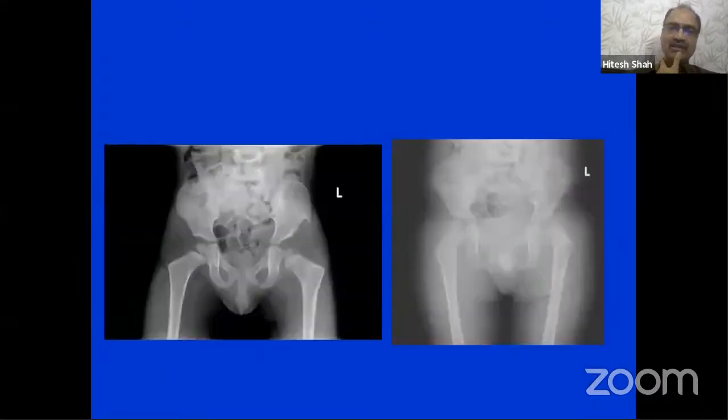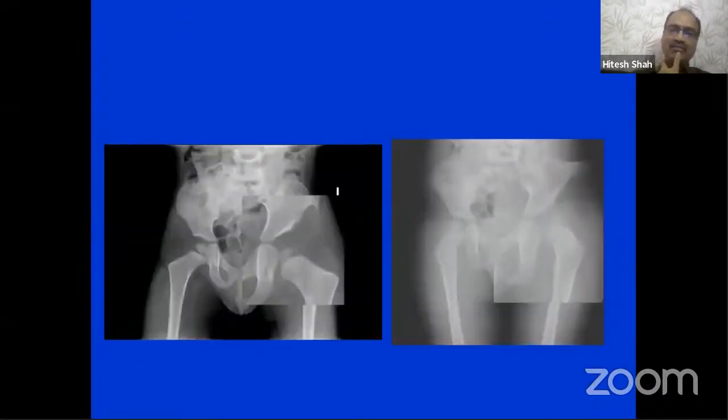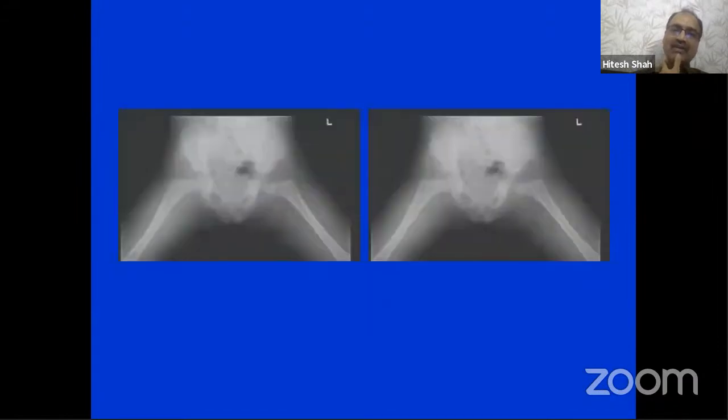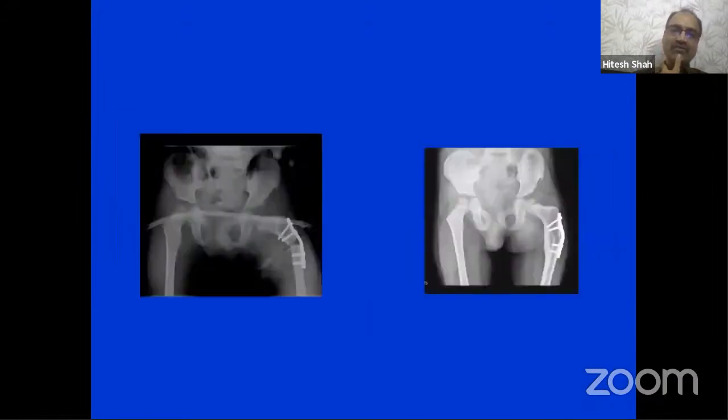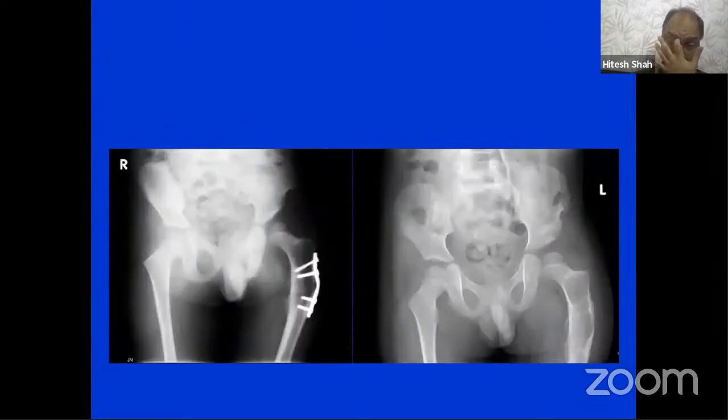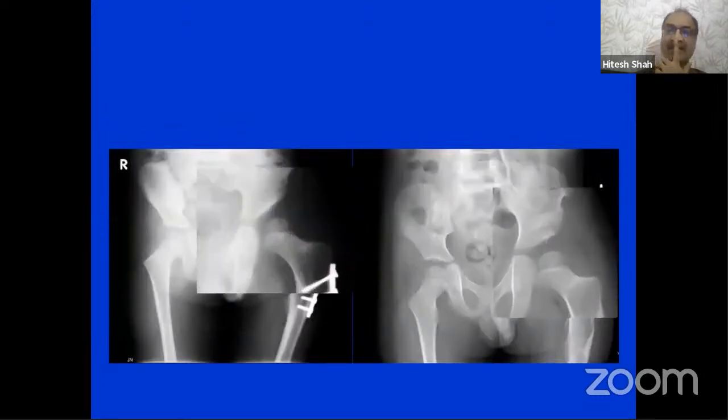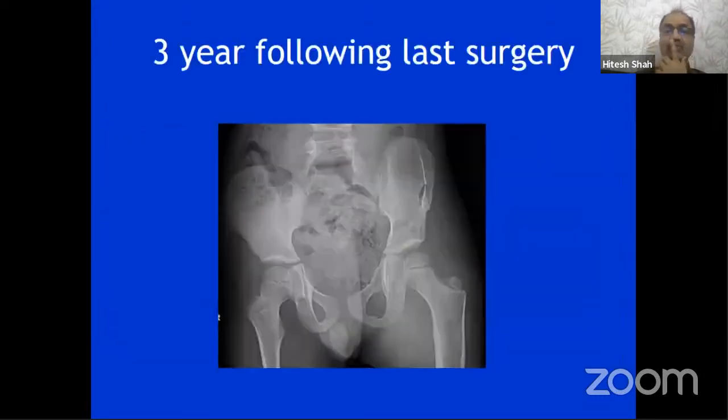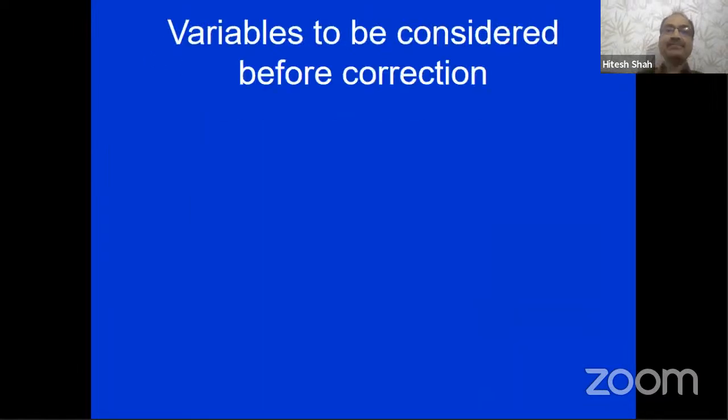So this is another case where we can do the prerequisite planning, whether it is getting congruent on abduction and internal rotation view, and it's getting better, we can do the varus derotation osteotomy. And if the acetabulum is not getting corrected, we can do the acetabuloplasty.